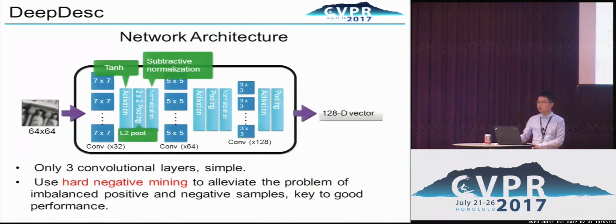This is the network architecture of DeepDesc. It has 3 convolutional layers followed by activation and pooling layers. It takes an input patch of 64 by 64 and outputs a 128-dimensional vector as the descriptor.